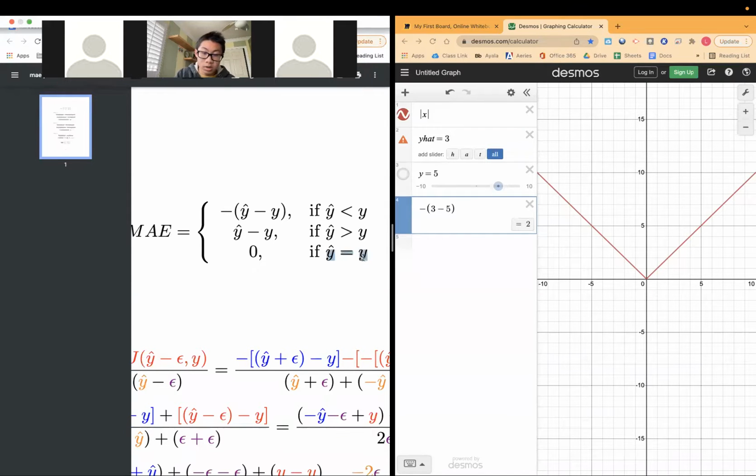Okay, so if they're equal to each other right here, does this only work if y is equal to 0? Hold on, let me think about this. Oh, never mind. It's going to work in all cases. So this is the piecewise function that we get in the end, because if y hat is equal to y, then the prediction is equal to the correct answer. That means you did everything right, so why would you have an error? That's why you have 0 for the error over here.